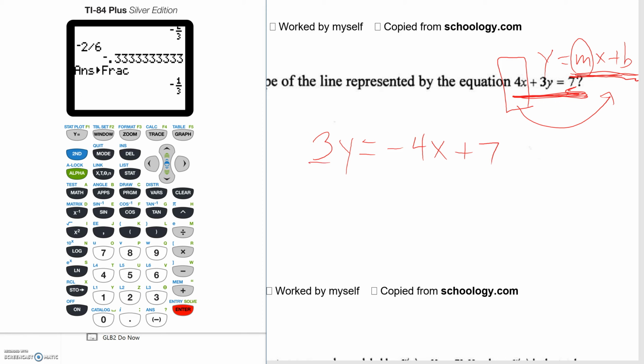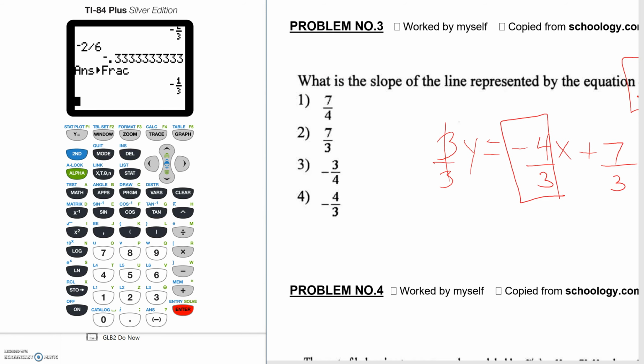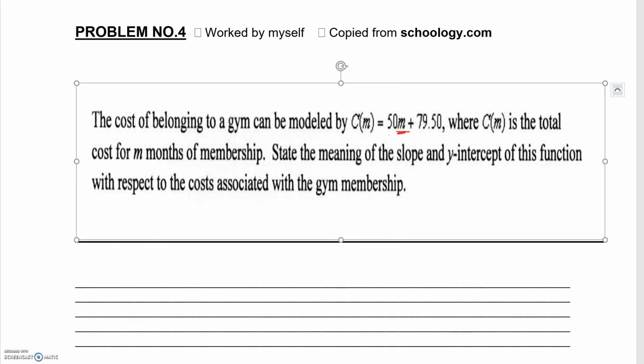To get y completely alone, we divide by 3 everywhere, and we would see that our slope is negative 4 over 3. The y-intercept is 7/3, but we weren't asked for that. We were just asked for the slope.